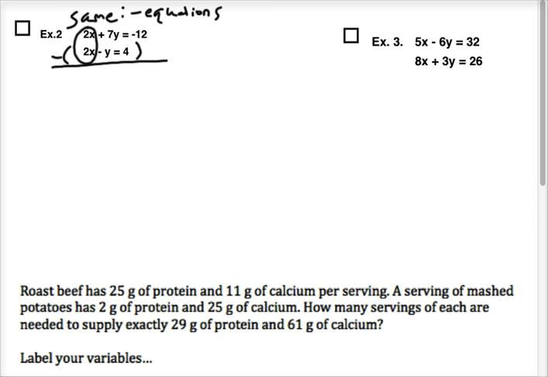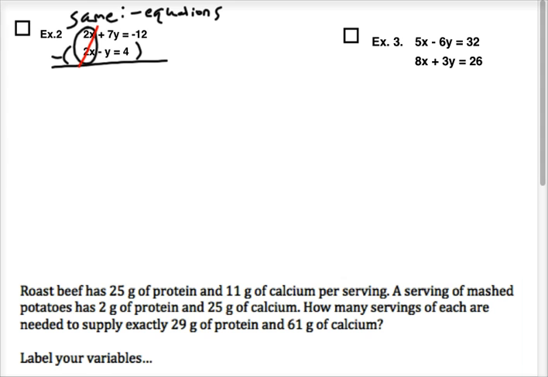So 2x, and I'm minusing 2x. That's going to cancel off. Okay, that is how I eliminate when they're the same, because you need to subtract it away. Same minus the same.